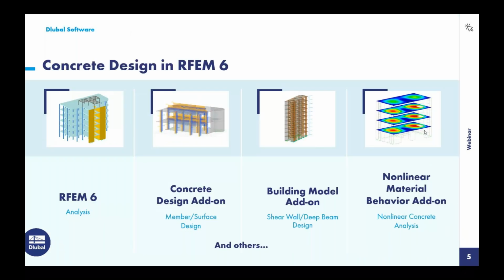For those of you joining us today who are not familiar with RFEM and our concept, we do work with add-ons. When we look at the base program RFEM 6, this allows us to fully model our structure. We have access to all of the materials, the cross sections, not only for concrete, but all of the other materials that we offer as well to get a full analysis. But when we want to carry out the design, for example, of our members or our surfaces, we do need the concrete design add-on. This includes the ACI standard, the CSA, and other international standards.